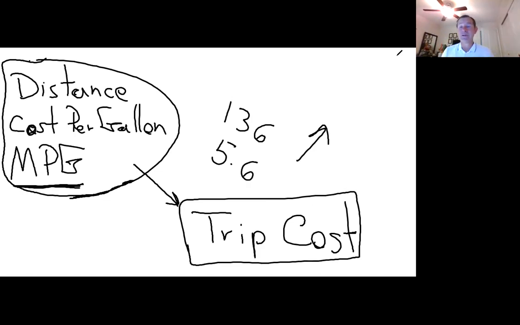And then you just do the division. So if I get a calculator, what is it, 136 divided by 5.6. So I got 24.28571428571429. So I got 24.23 miles per gallon.